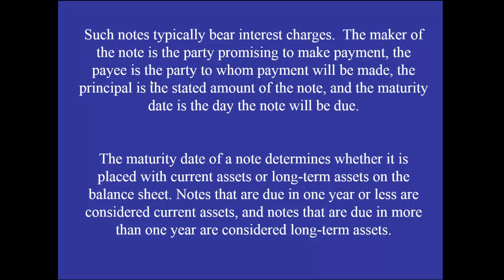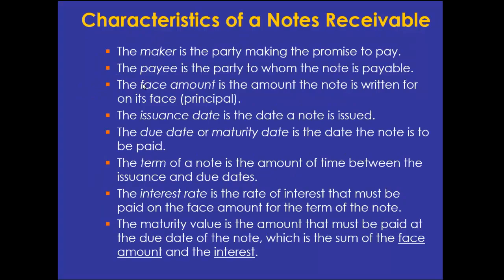The maturity date of a note determines where it's going to be placed in current assets or non-current. If we plan to receive any portion of it within the upcoming year, or the current year, it should be treated as a current asset. And anything that we plan to receive further than a year out, we're going to treat as a non-current asset on the balance sheet.